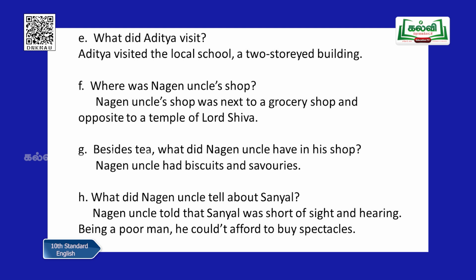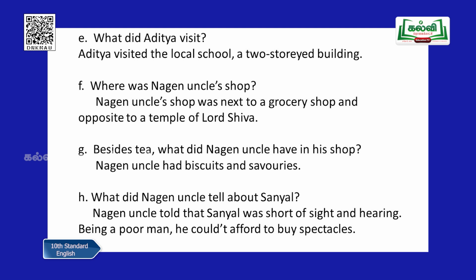Then question F. Where was Nagin uncle's shop? They went to Nagin uncle's tea shop. Where was it located? Nagin uncle's shop was next to a grocery shop. I have already given you the meaning of the word, that is grocery. And it was next to a grocery shop and opposite to a temple of Lord Shiva.